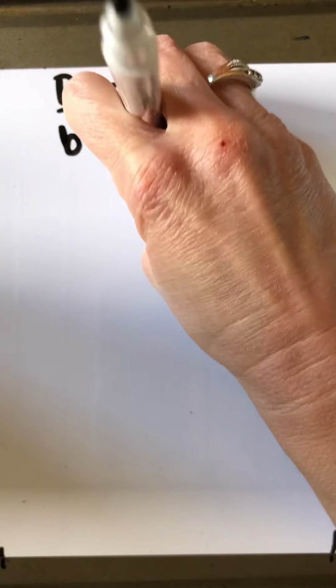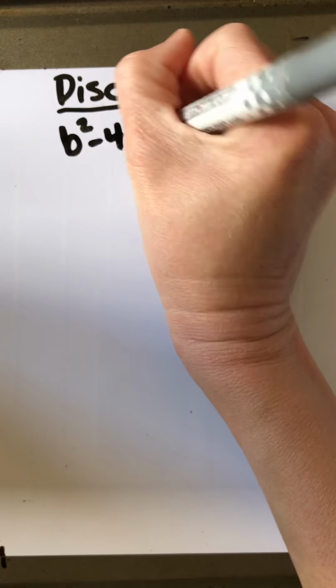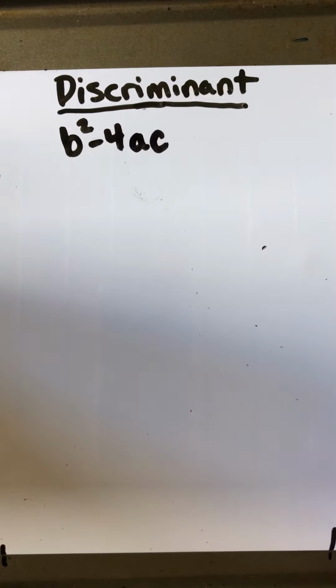So the last couple of days we've been talking about the quadratic formula, how we can use it to find the roots or the solutions to a quadratic, and part of that formula, the part that goes under the square root, is called b squared minus 4ac. And that part is what we refer to as the discriminant.